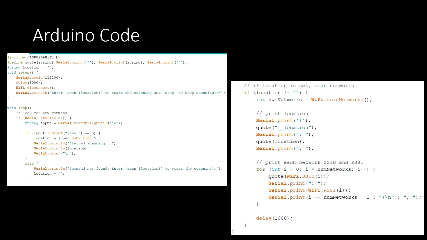Here's the Arduino code that I used to scan the Wi-Fi networks. So you can see here I'm using the Arduino IDE serial input, and I would type scan, and then I would type the location that I'm going to scan. So for example, like scan kitchen. And then over here on the right, you can see that it scans all of the Wi-Fi networks that it can see, and then it gets the strength and outputs that as well.